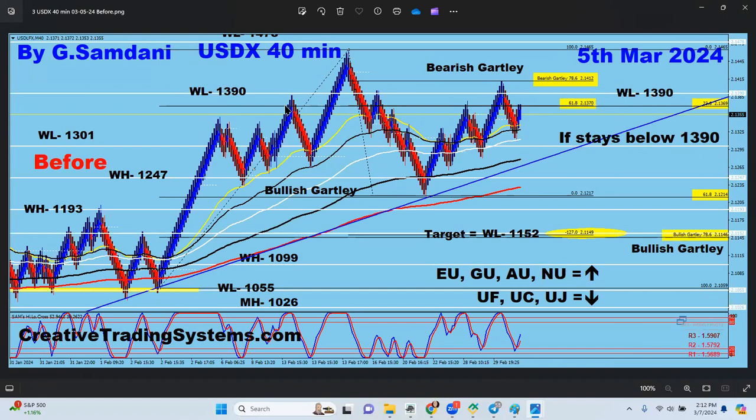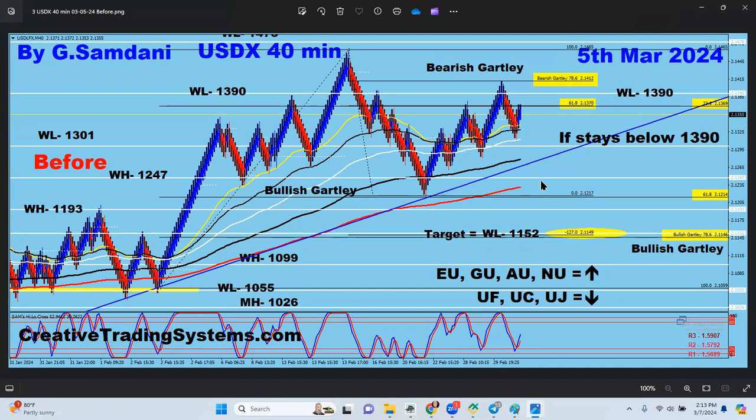And it was exactly according to my weekly chart saying that we must stay below 1390 in order to go into this area. This is where we're supposed to end up with a bullish Gartley. Once it makes point C, we're supposed to go down here to point D, and this was the target. I said target equals weekly low 1152.